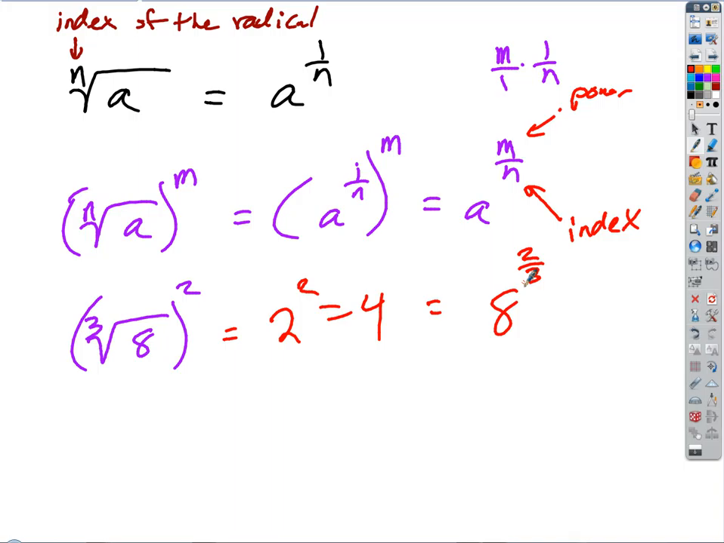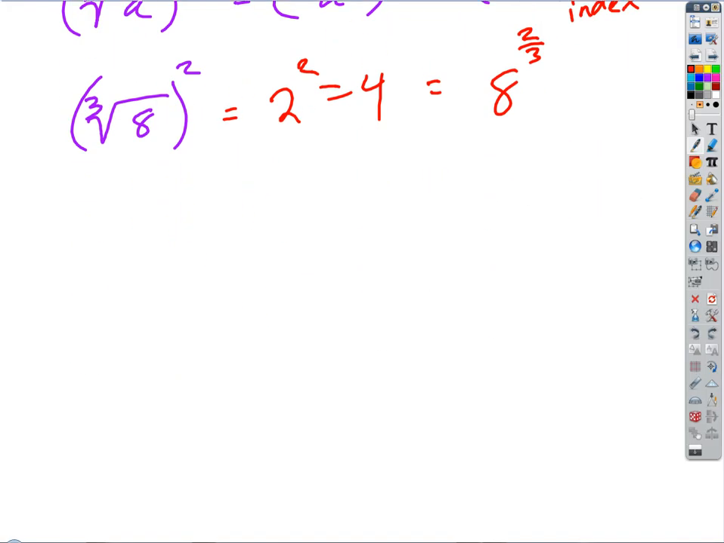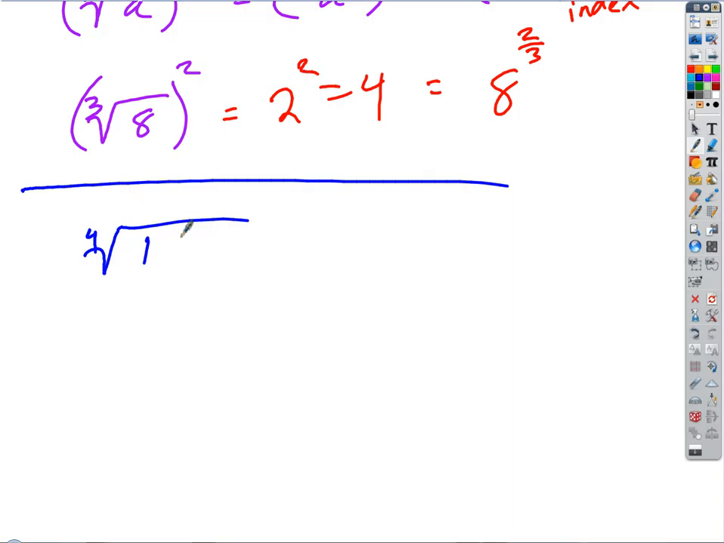Okay, let's practice this a little bit. Let's practice taking some radicals of numbers and taking numbers to rational powers like this. So we'll start with just some radicals. How about, what is the 4th root of 16? 16 to the 1/4. Okay, what's the number? 2. Square root of a square root, right?